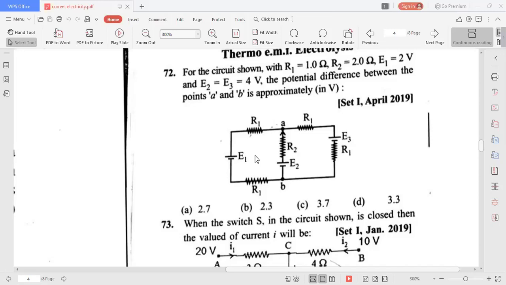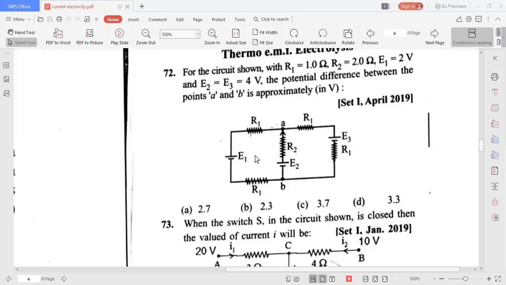So potential difference between A and B is equal to 3.3, as given. So 3.3 is the answer. In this way you have to do. Otherwise, one more method I said: as this EMF and this EMF are greater than this one, this sends the I3 current, this sends the I2 current, and I3 and I2 combine together and convert into I2 plus I3.